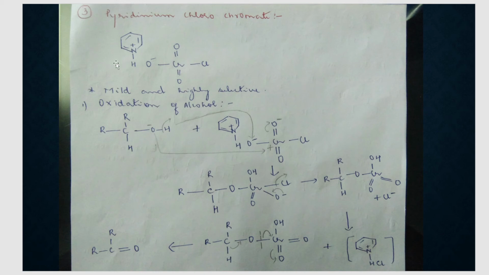This is the structure of pyridinium chlorochromate. Now, it has two parts. There's no bond here, students. It has two parts. That is, one is the pyridinium ring, and one more is the chlorochromate part. Okay. So, this is a mild and highly selective kind of oxidizing agent. Let us study one of the applications where pyridinium chlorochromate is used, in the oxidation of alcohol. What does alcohol give on oxidation? It gives a ketone, you know that.